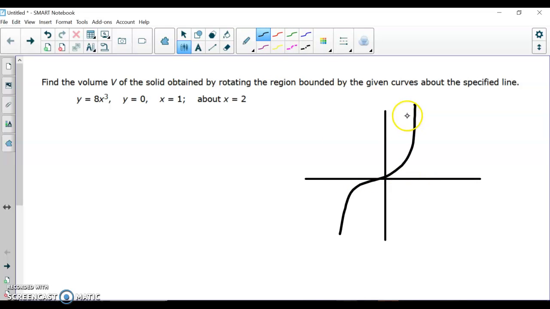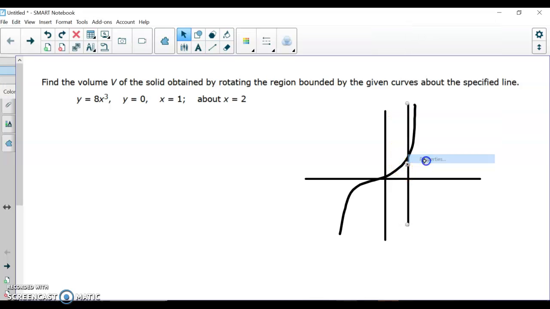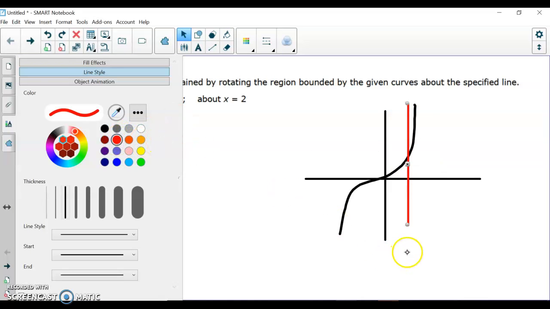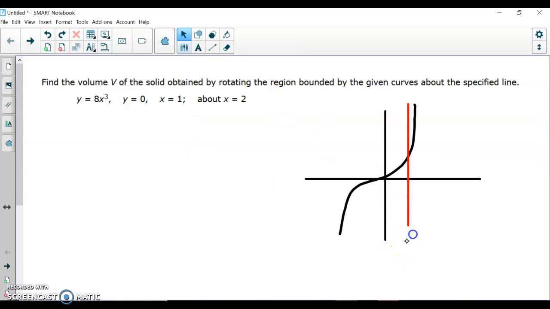So let me draw the line x equals 1. We'll say it's right here. Let's make it vertical like this. All right, so here's the line x equals 1. Let's change its color. We'll make it red. Here we go. All right, so this is the line x equals 1.